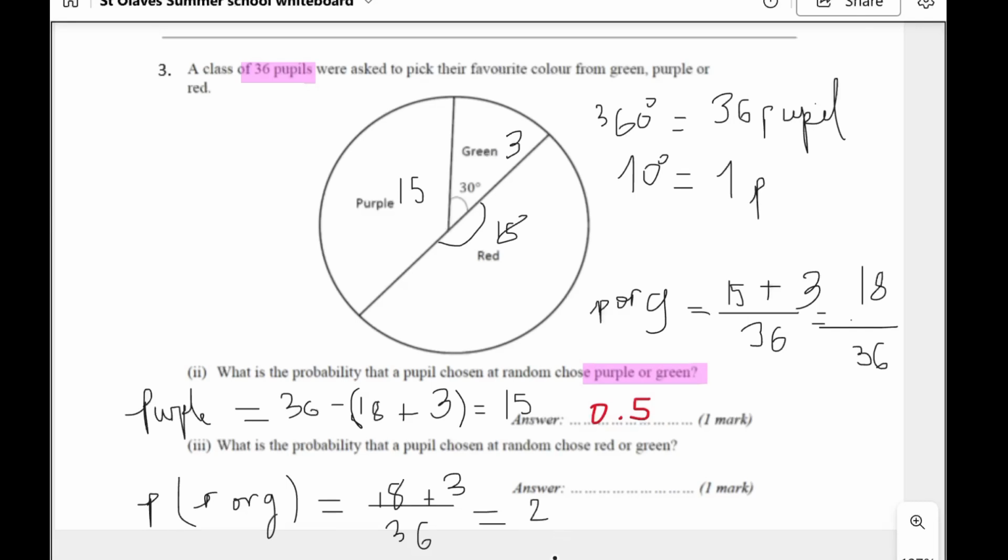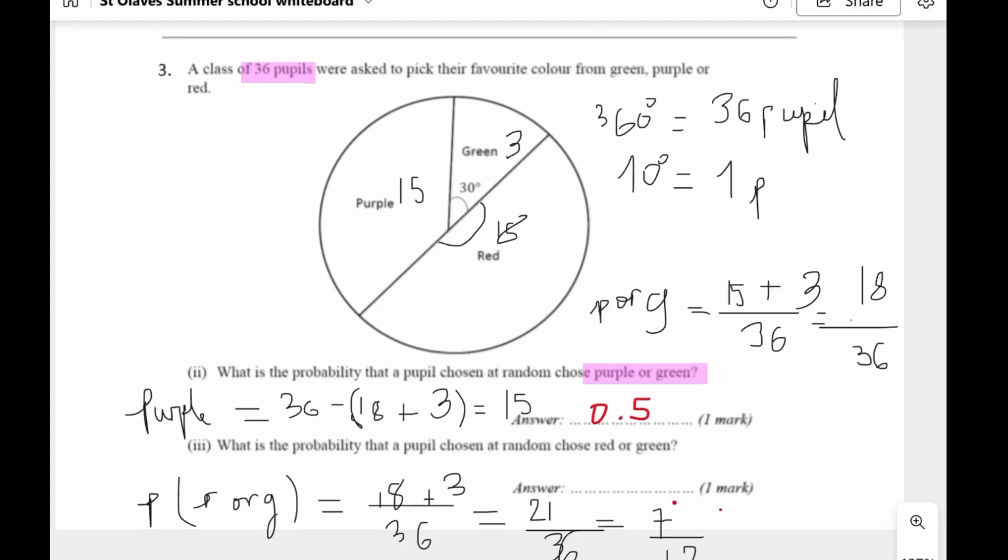over 36. Which is, can we simplify that more? Yes, we can. If we divide both numerator and denominator by 3, we end up with 7 over 12, and that gives us our answer.